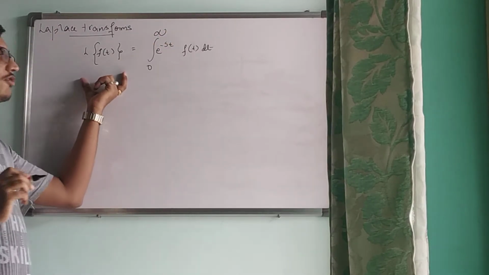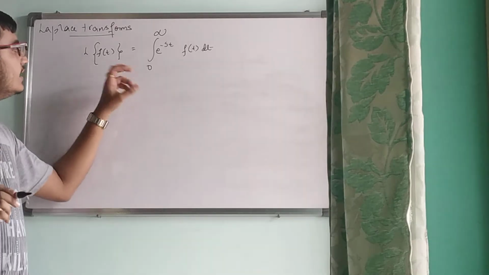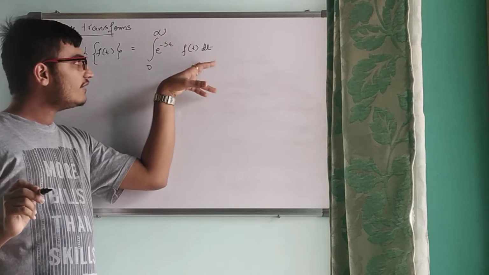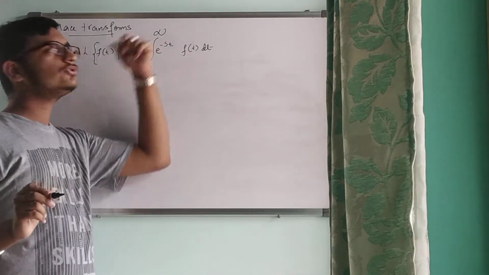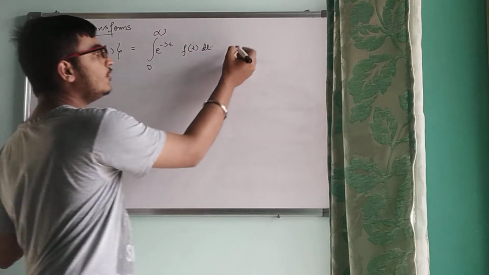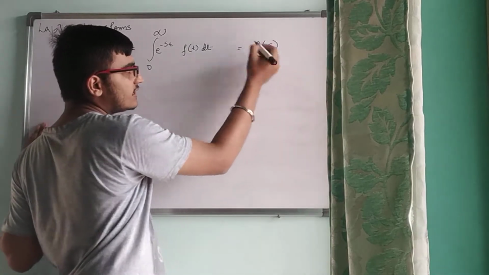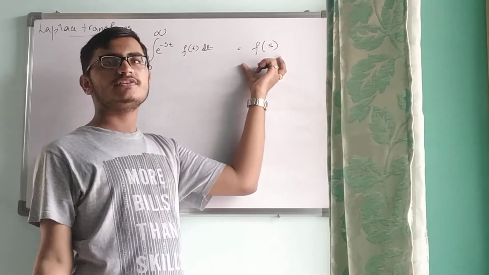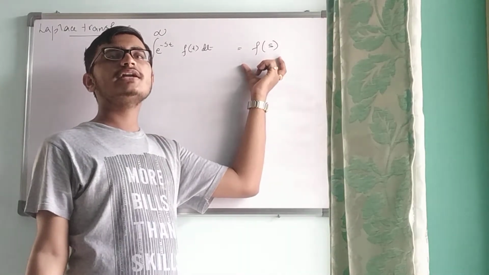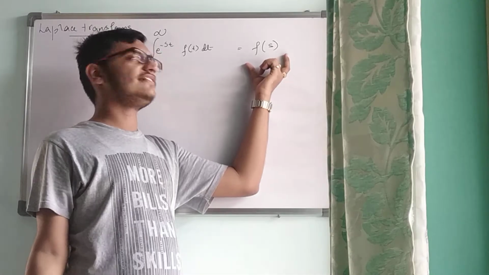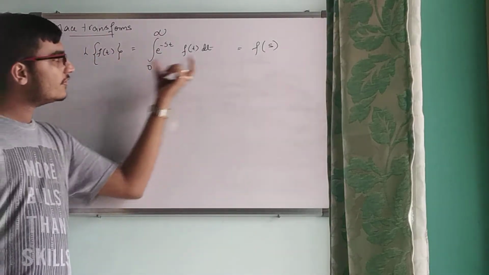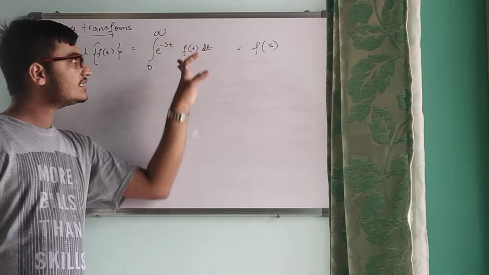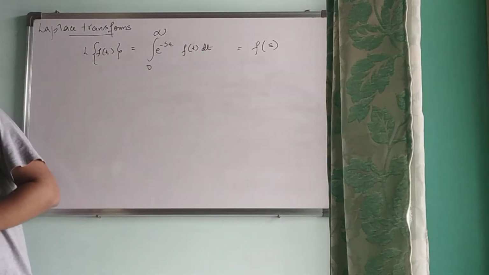And the Laplace transform of a function f of t is equal to the integral of e power minus st f of t dt, integrated from 0 to infinity limits, and the output that you get is known as the output response, a function of s. In terms of frequency you get a response as output, which is given as F of s. So the Laplace transform of f of t is F of s, which is equal to the integral from 0 to infinity of e power minus st f of t dt.